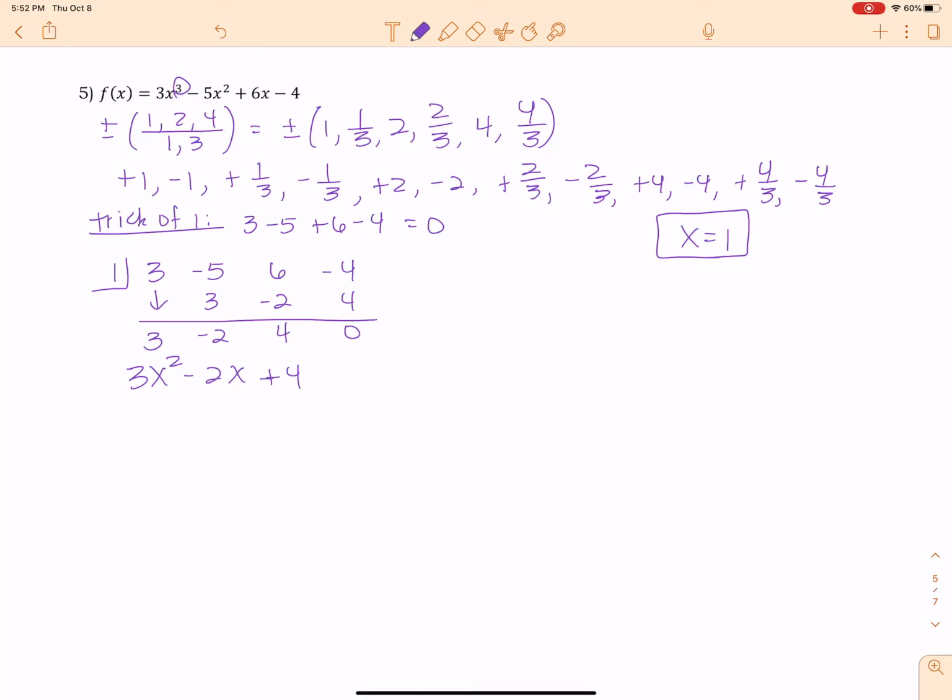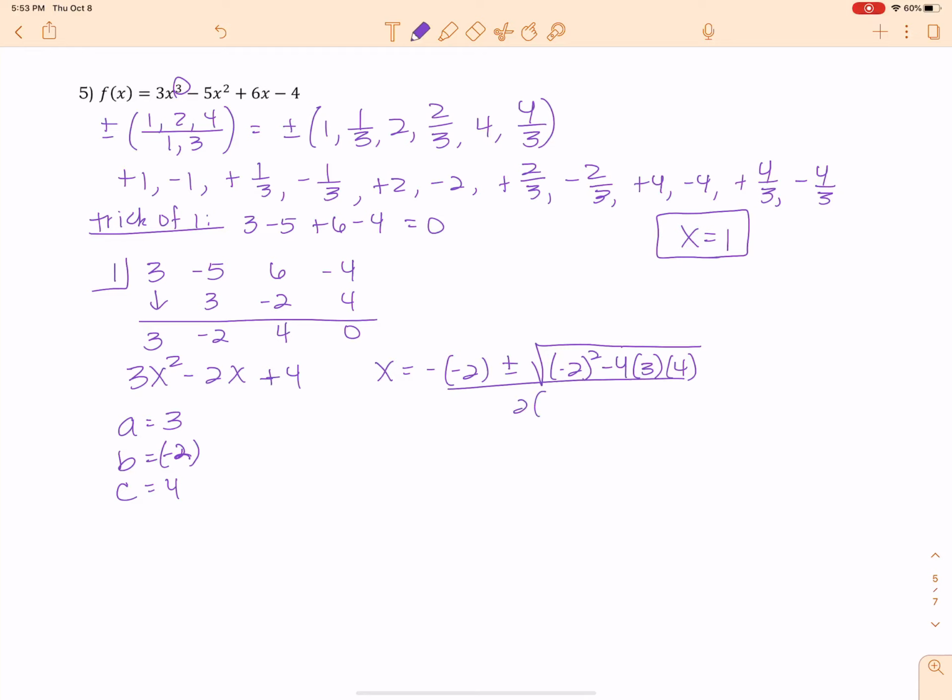So let's say you look at that and you're like, Miss Griggs, that's just too daunting to try factoring. I'm just going to use my quadratic formula. Is that okay? Yes, it is. You can always use the quadratic formula. It always works on a quadratic all the time. So A is 3, B is negative 2, C is 4. X equals negative B. Notice that I said negative and then wrote in the negative B because B is negative this time. Plus or minus the square root of B squared minus 4 times A times C, all over 2 times A.